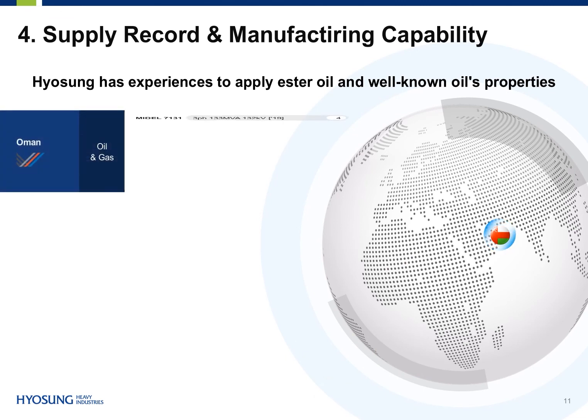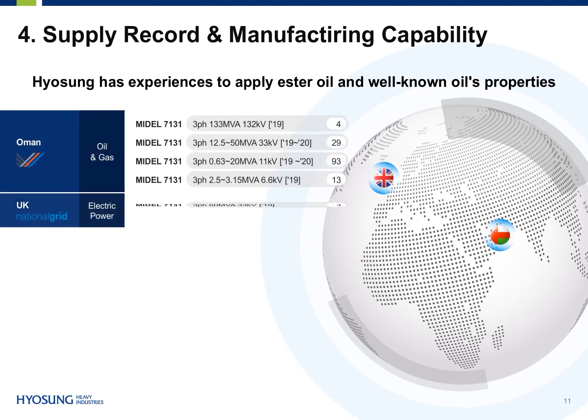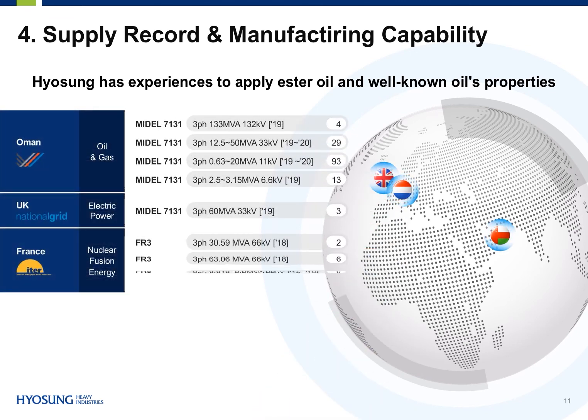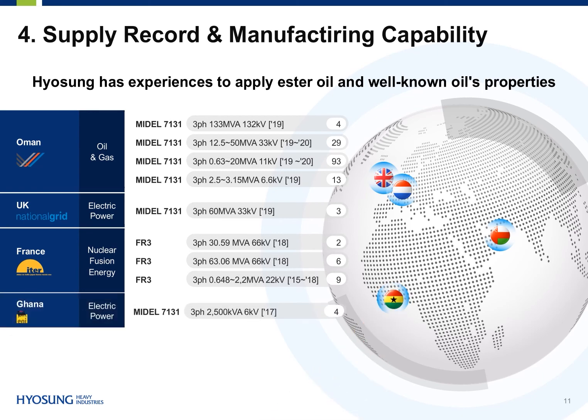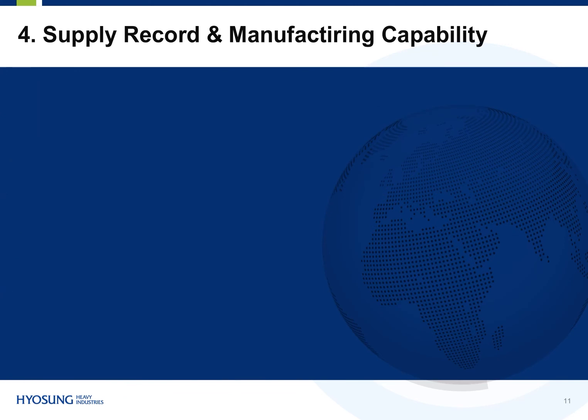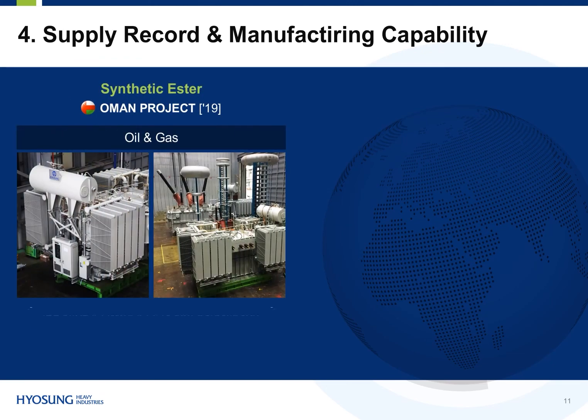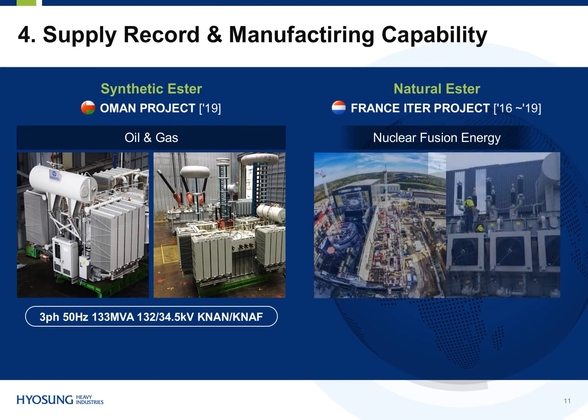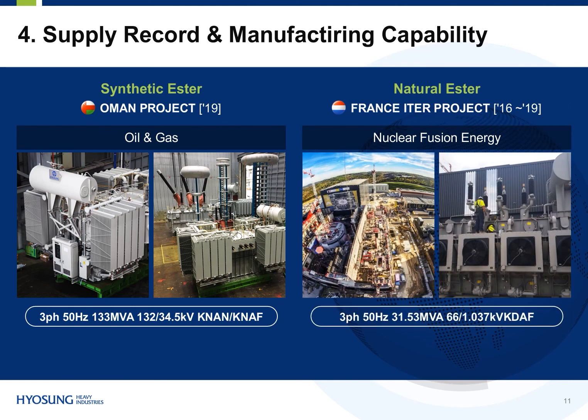As a leading global transformer supplier, Hyosung has supplied over 165 units with ester oil since 2015, and more are in production. Generally, Hyosung applies 2 types of ester oil. One is Midel 7131, a synthetic, and the other is FR3, a natural ester oil.